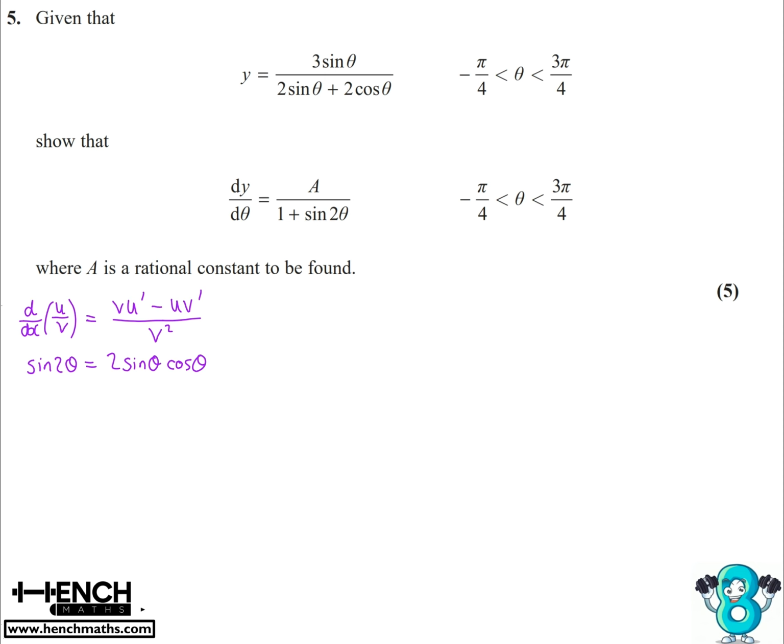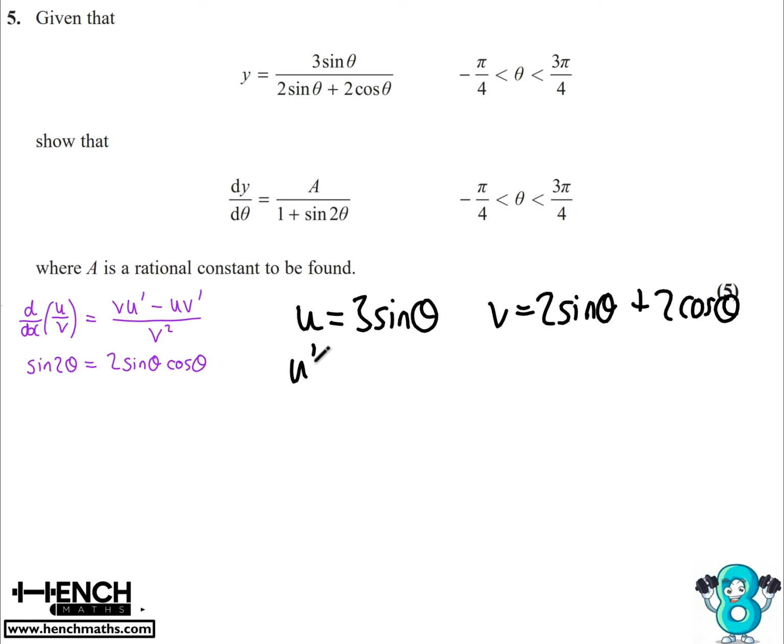So these are the things that are probably going to be necessary here. So when I'm using the quotient rule, what I like to do is just label what my numerator, my u, and my denominator v are. So u will be 3 sine theta, and v will be 2 sine theta plus 2 cos theta. So u dash, to differentiate 3 sine theta, you get 3 cos theta, and v dash, so you get 2 cos theta, and 2 cos theta differentiates to negative 2 sine theta. So now I can put these all in the formula.